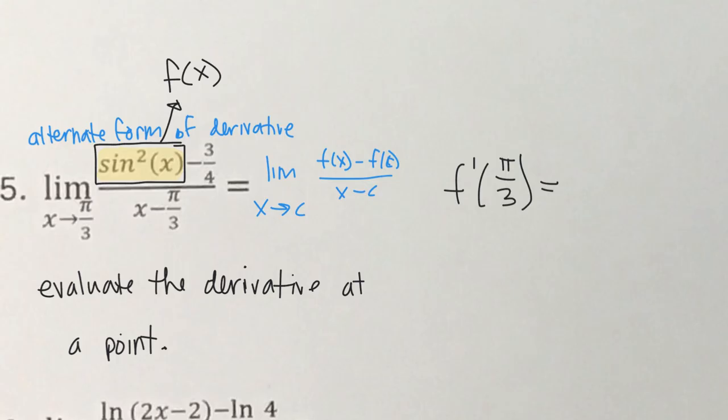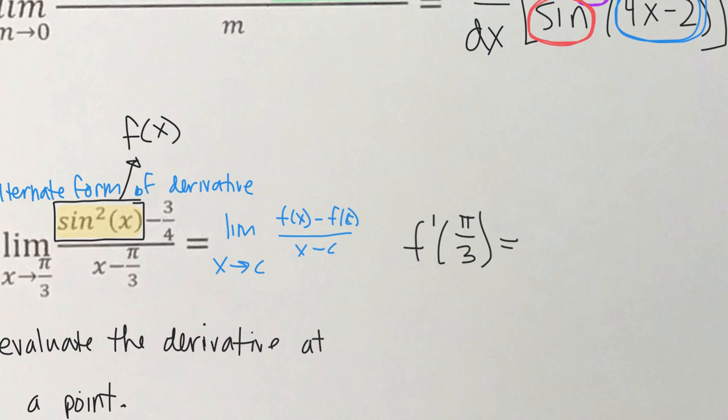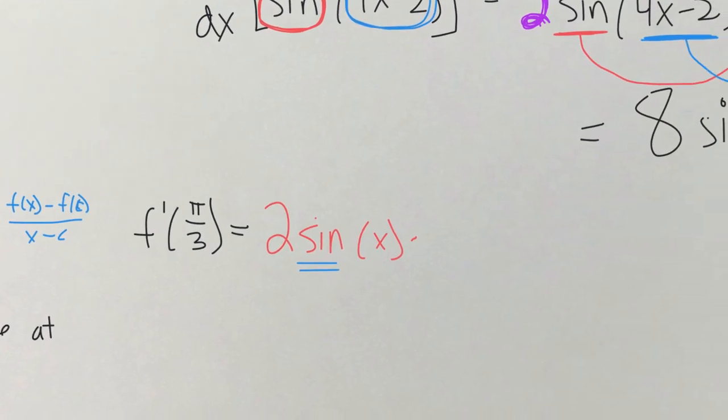So now we just have to take our derivative. What's the derivative of sine squared? Okay, first we take the derivative of our power, which is 2 times the sine of x, and then we multiply it by the derivative of sine. The derivative of sine is cosine. So that is our derivative function, right? That's our equation that we're going to use to find the derivative at any point.